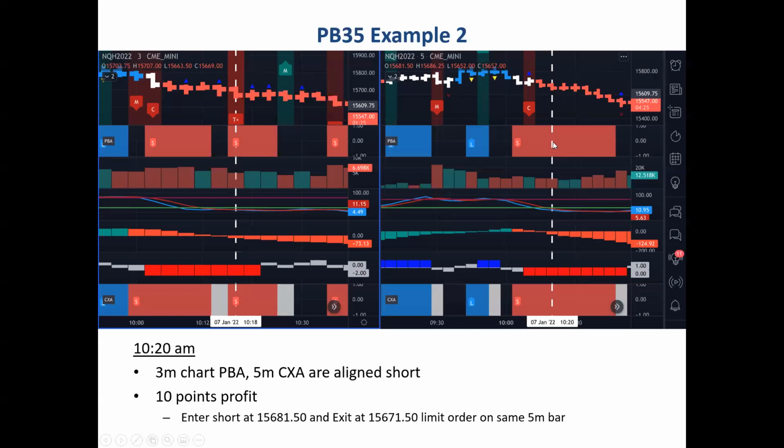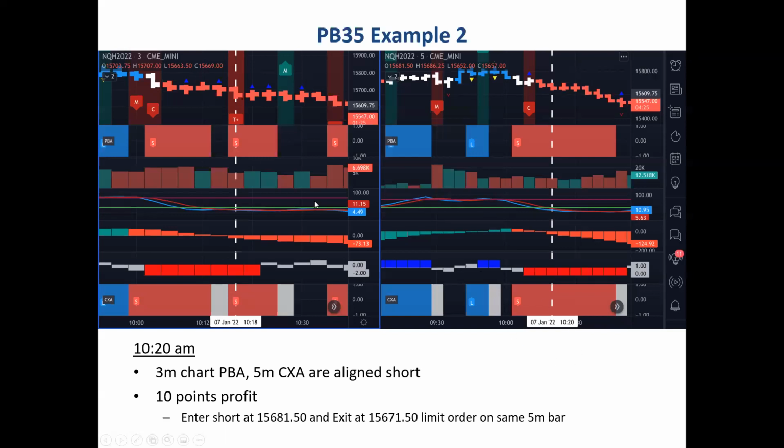Also, when we got in at 10:20 at 15,681, I think it's kind of hidden up here, but we would go back and look to see where the upper fractal is. When we're going short, we're looking for an upper fractal. When we're going long, we're looking for a lower fractal. And that upper fractal was further back than 20 points. So we left our 20-point stop alone. If that upper fractal had been less than 20 points, we would have adjusted our stop to be less than 20 points of risk.